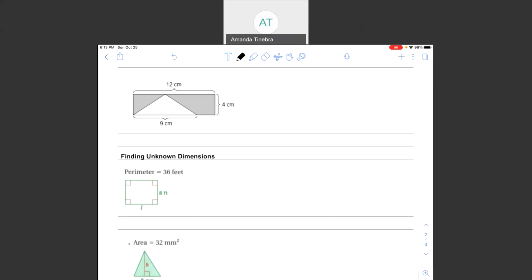For this one, to find the area of the shaded, I want to find the area of the large rectangle minus the area of the white triangle. Well, to find the area of the rectangle, that's just the outside edges. So that's 4 times 12. This is 48.